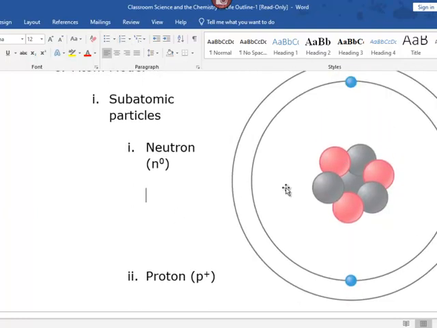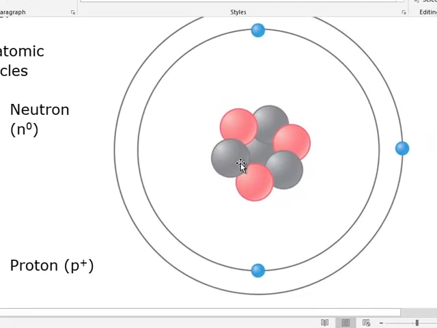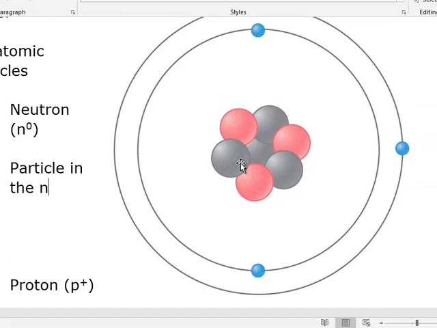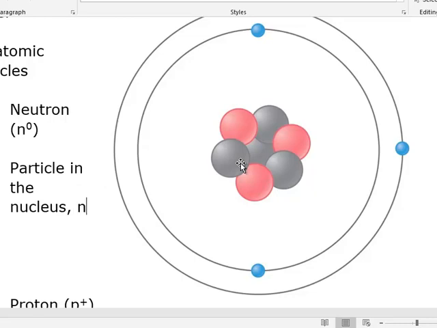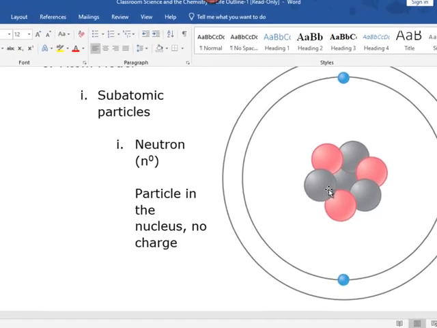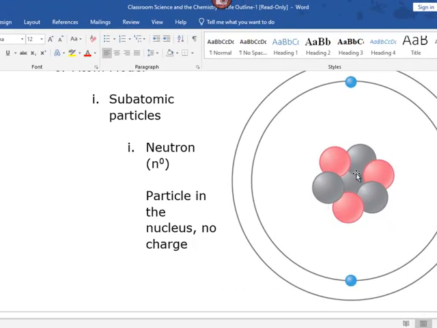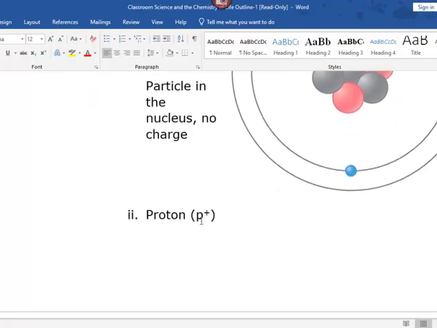Now I can write this here. I don't think it'll go too much. A neutron is a particle in the nucleus, and it has no charge. Hence the word neutron. They're neutral. And they're found in the nucleus of an atom, and they're actually represented by these gray circles here. There's 4 neutrons in this atom.